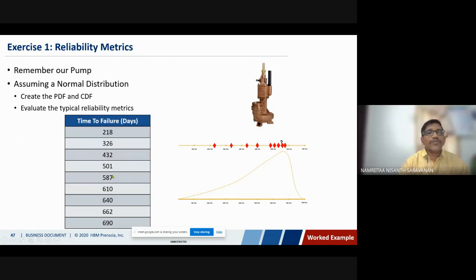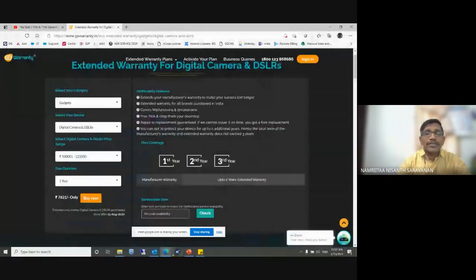1, 2, 3, 4, 5, 6, 7, 8, 9, 10. There are 10 pumps. When pump number 1 failed, the second pump was put in its place. When pump number 2 failed, the third pump was replaced. There are so many pumps running in the factory, and I have spare pumps to replace them whenever a pump fails. If I put this data in that picture, one pump failed in 218 hours, another pump failed at some other time. This is the number of days. So I can produce a distribution.